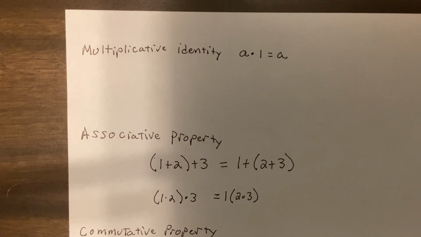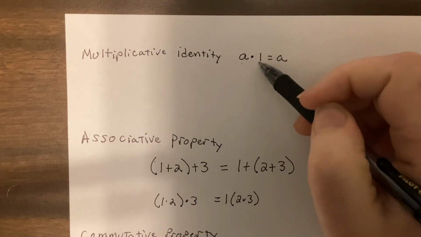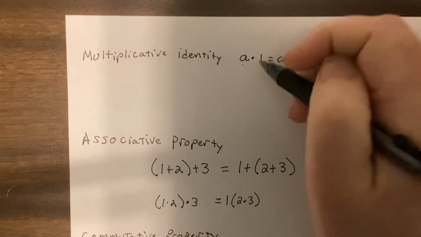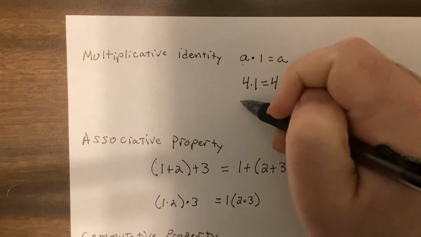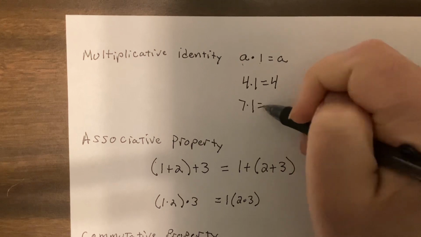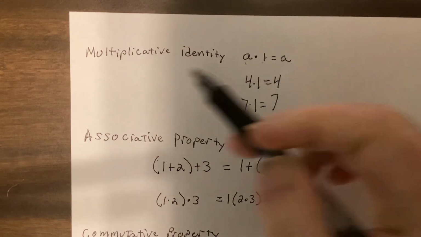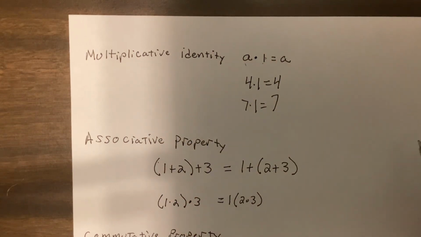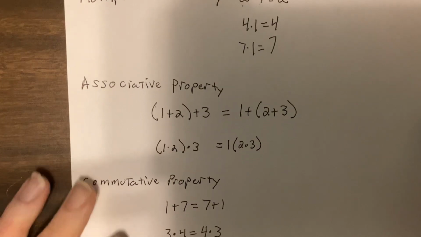The first one's the multiplicative identity, which is whenever you multiply anything by 1, you get the anything. So if I said 4 times 1, it's 4. 7 times 1 is 7. So remember, whenever you're multiplying by 1, it's just the multiplicative identity. You're multiplying by 1, which doesn't change anything.